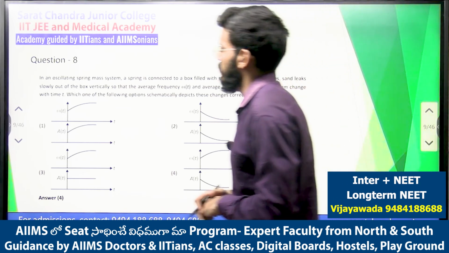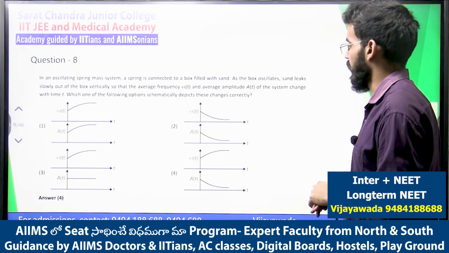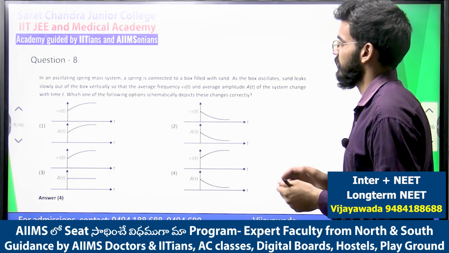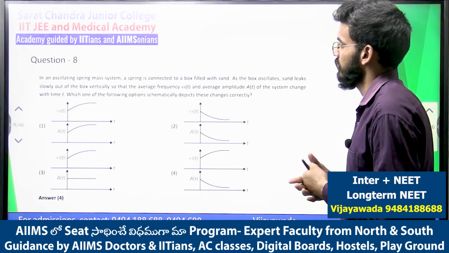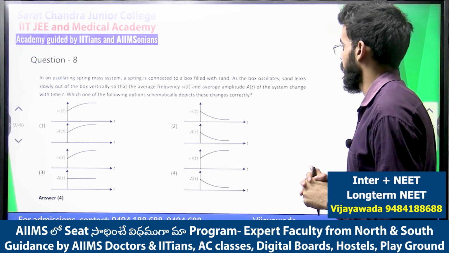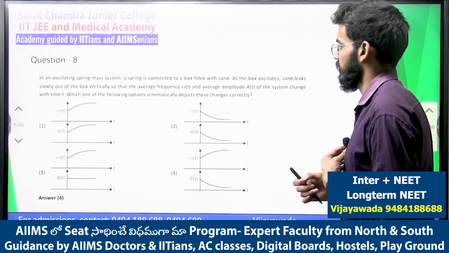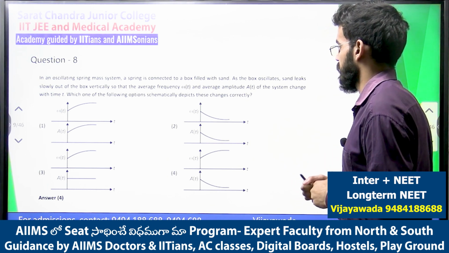In an oscillating spring mass system, a spring is connected to a box filled with sand. As the box oscillates, sand leaks slowly out of the box vertically, so that the average frequency omega and average amplitude A of the system change with time. Which one of the following options symmetrically depicts these changes correctly?